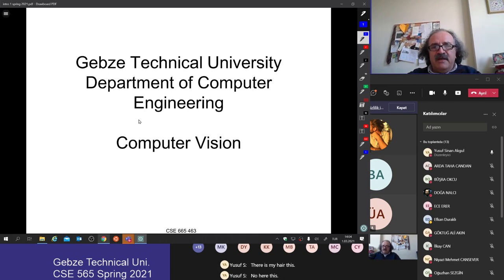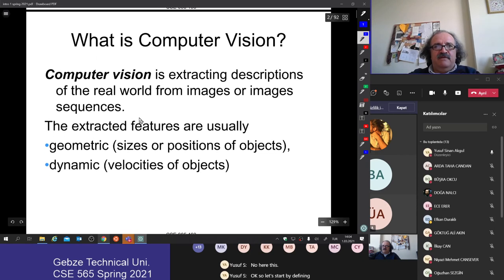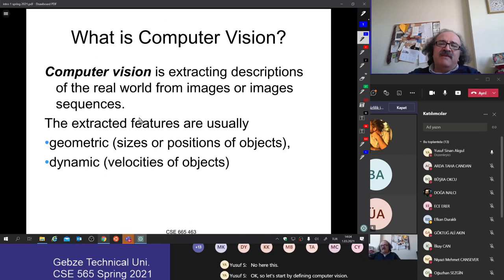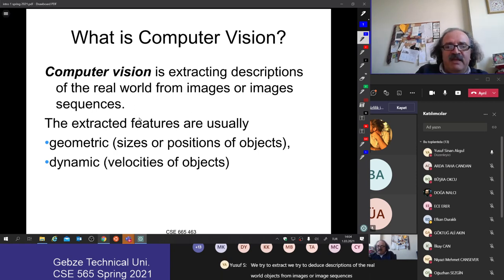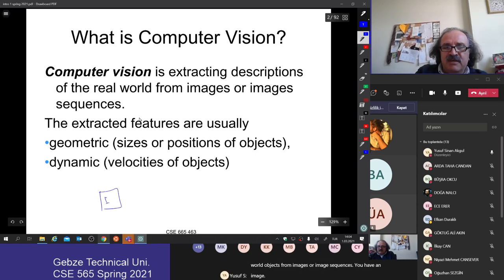Okay, so let's start by defining computer vision. I don't like giving these kinds of definitions actually. I mean, giving these kinds of sentential definitions doesn't make much sense. But in the science world, in the engineering world, usually we give this kind of definition. This is how we define computer vision: we try to deduce descriptions of real world objects from images or image sequences. You have an image, you input this image to a computer vision system, and you get the description out.